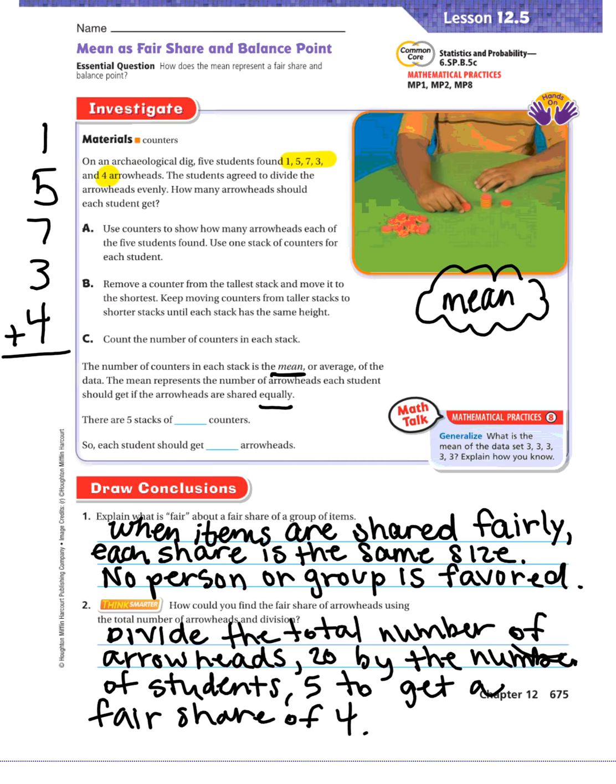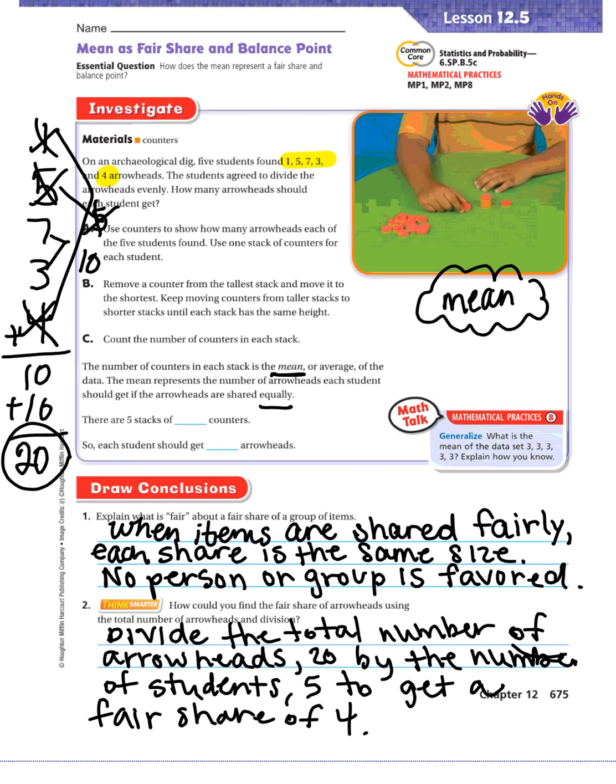Let's do this. 1 and 4 go together to get 5. And then 5 and 5 equals 10. So then we have 7 and 3 also equal 10. So we have 10 plus 10. Your total number is 20.